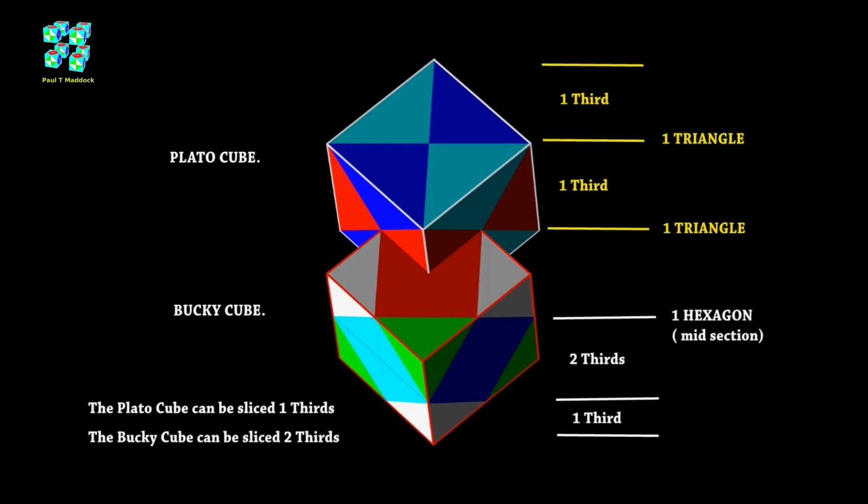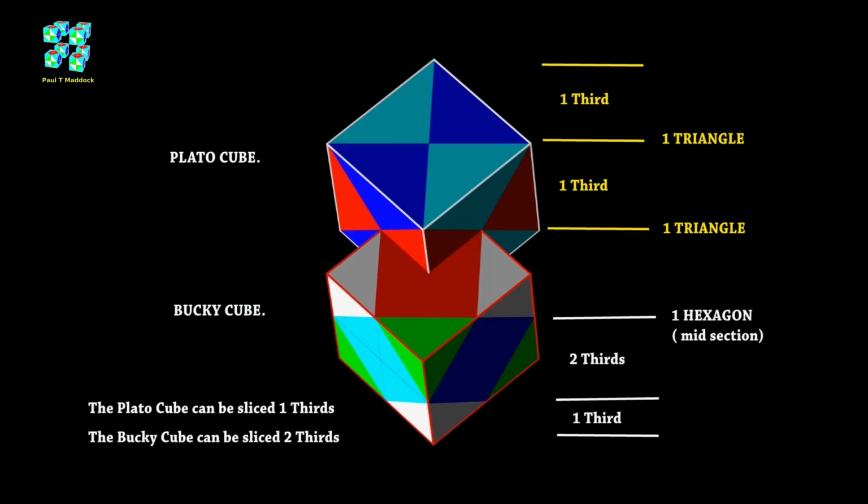Now in front, I show that the Plato cube can be split in 3 sections, so that makes it a third, a third, a third. If you check out the Bucky Cube, it splits different. The Bucky Cube splits in the center, and then 2/3 down it splits again. Either the white or the green can be split away.